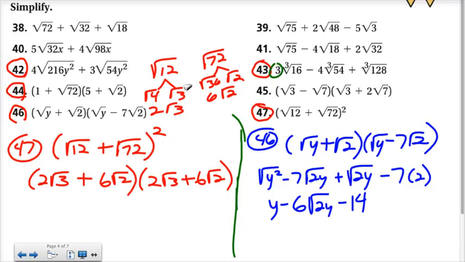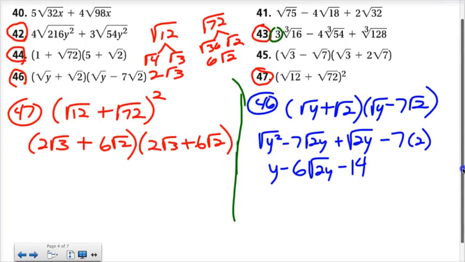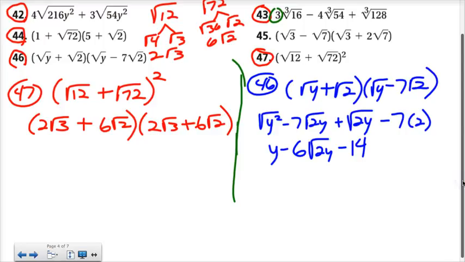Or if you remember the formula that we have for squaring a binomial, you can do that as well. The formula for the quantity a plus b squared is a squared plus 2ab plus b squared. But most people are just going to do FOIL when they get to this point. So first times first, 2 times 2 is 4. The square root of 3 times the square root of 3 is 3.